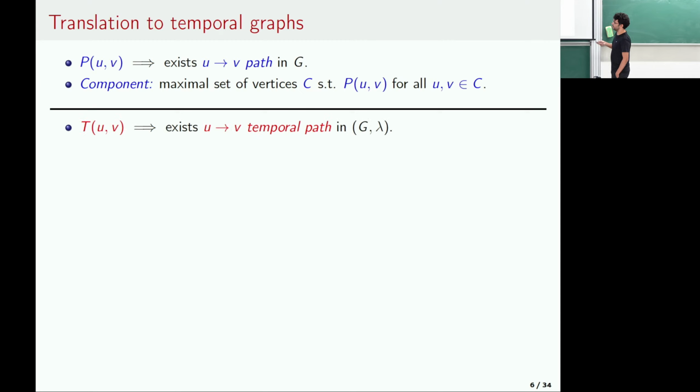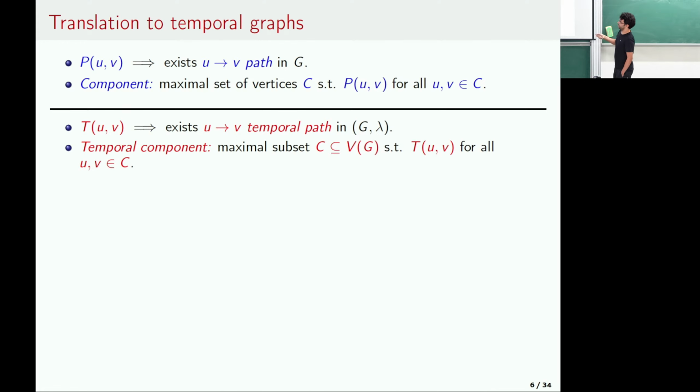We can try a very natural translation and say T of UV defines whether there is a temporal path from U to V. Here U and V are vertices, not temporal vertices. So I'm saying I want to get from U to V, leaving at any time from U and arriving at V at any time. I don't care. And then I can try to define temporal components as a maximal subset of vertices such that for any two of them, I can find temporal paths.